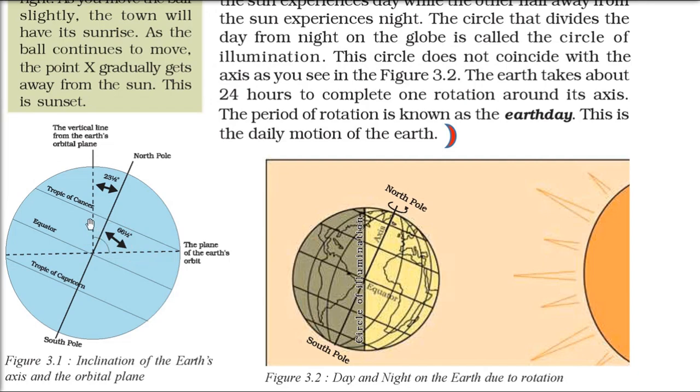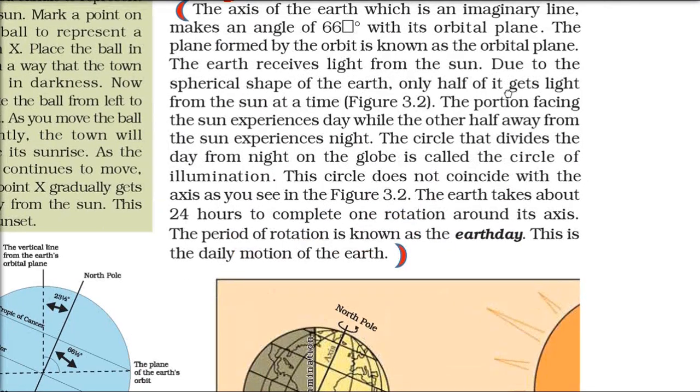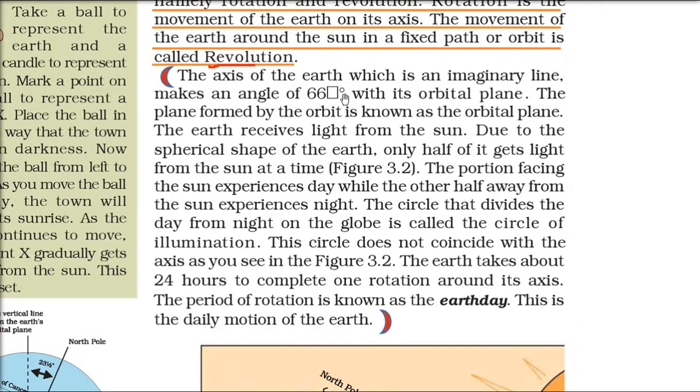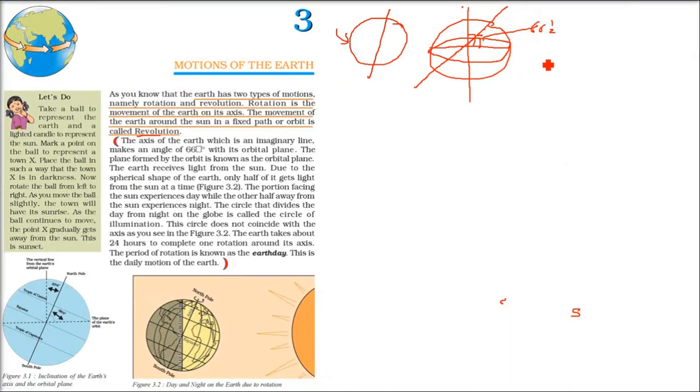Now this whole angle is 90 degree. 66.5 is the angle between the axis and the orbital plane. But 90 minus 66.5 is 23.5. So the degree to which the Earth is tilted is 23.5. I hope you got the idea. Tilted angle is 23.5. So whenever you are asked how much the Earth is tilted on its axis, that is this one, 23.5 degree. This is an important question.